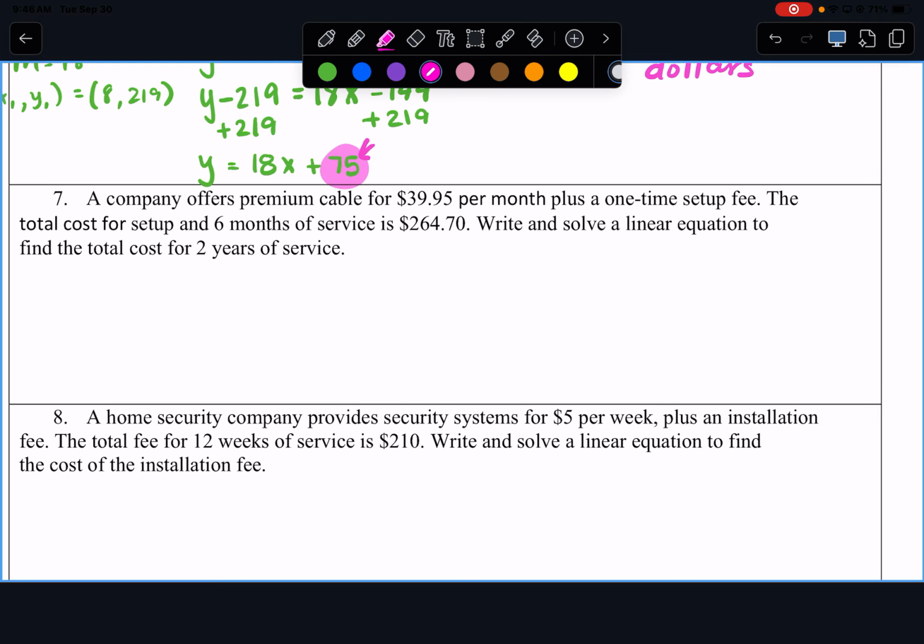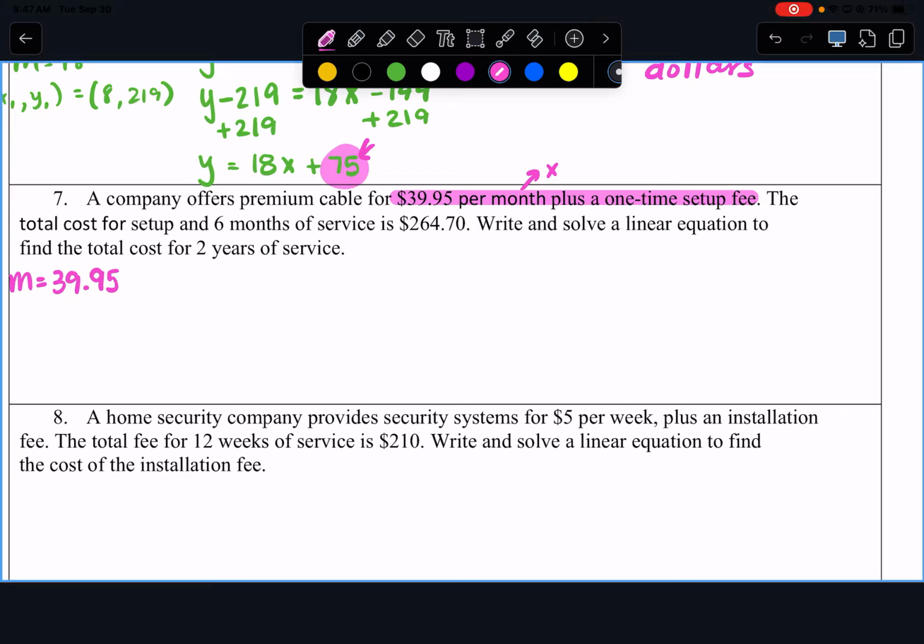All right, for 7. A company offers premium cable for $39.95 a month plus a one-time setup fee. Okay, what does the $39.95 represent? The slope. So as of right now, we have M equals $39.95. So which variable is in months? X. That tells me it is X months.